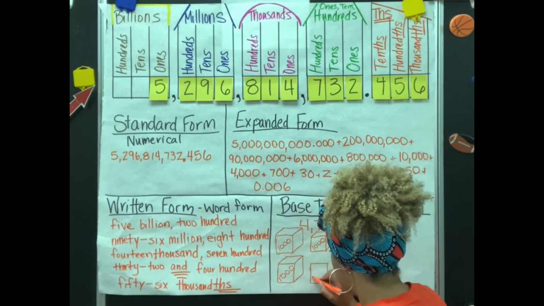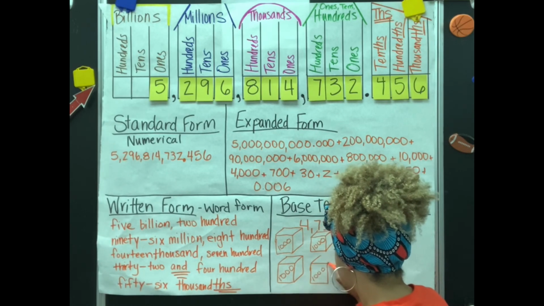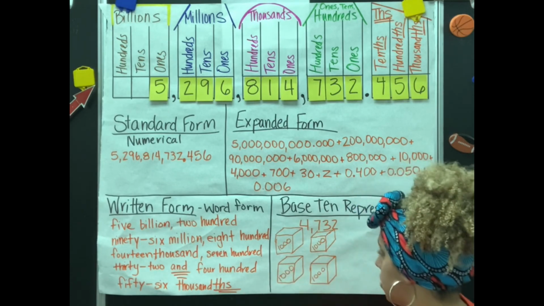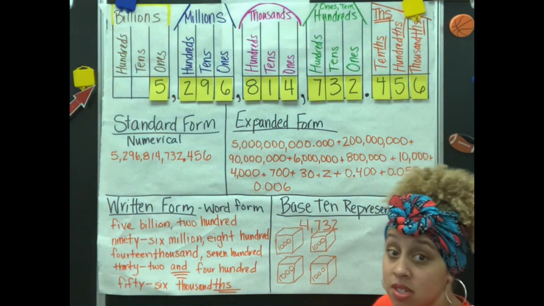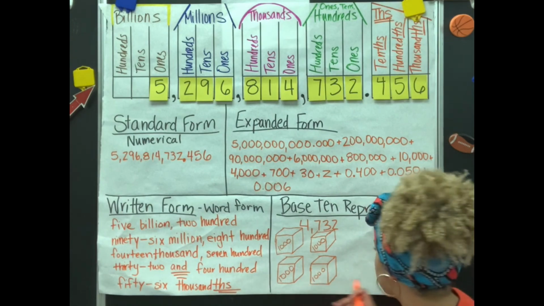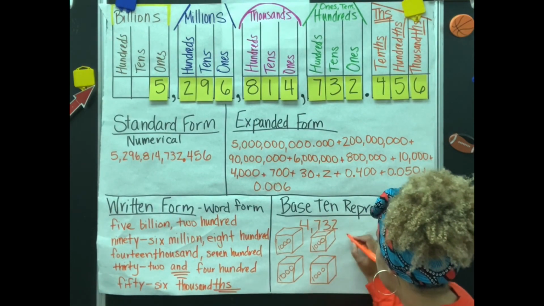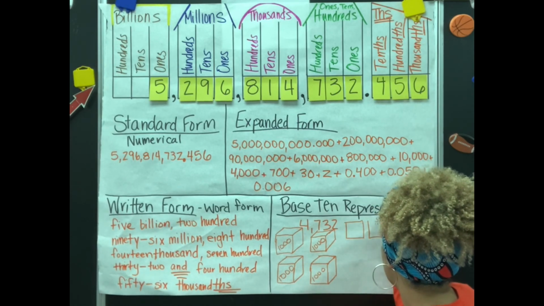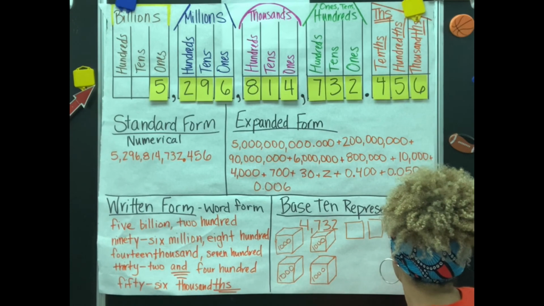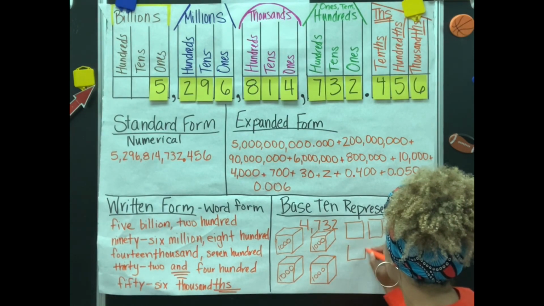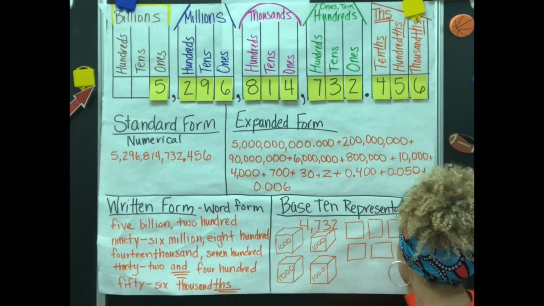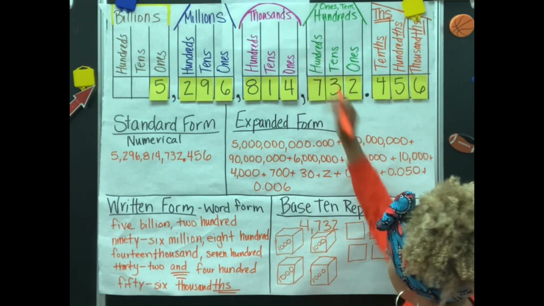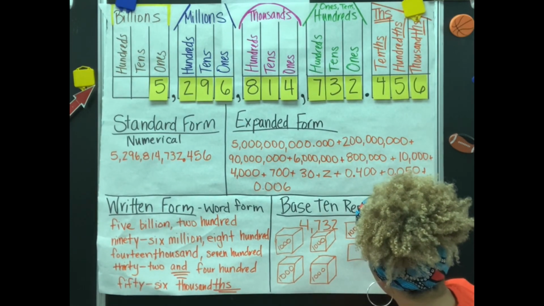If you can't do it, I want you to do the best that you can. We're not looking for perfect, we're looking for try and bravery. So I have 4,000. Now I'm gonna draw hundreds. What does my hundreds look like? They were those flat ones. So I'm just gonna draw some squares. How many do I need? I need 7 of them. And each one of these is worth how much? 100. So I'm going to write 100 in here.